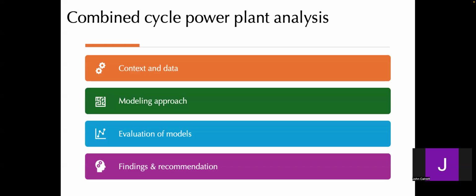We're going to cover an analysis of a combined cycle power plant where we are looking to better understand the impact on a model if we remove one of the input features. We'll start with the context and data, cover the modeling approach, talk about evaluating the models before and after the change, and finally wrap up with our findings and recommendation.